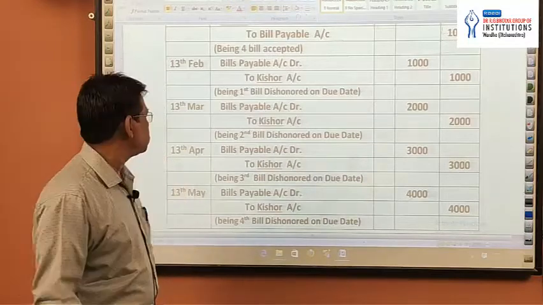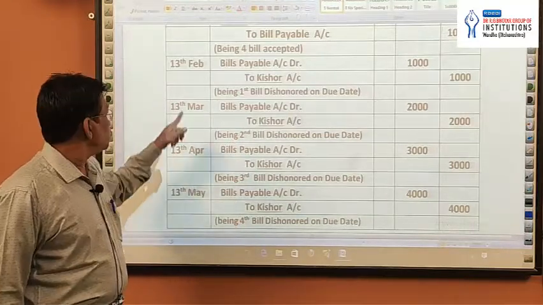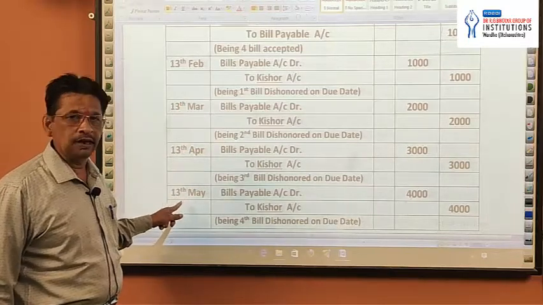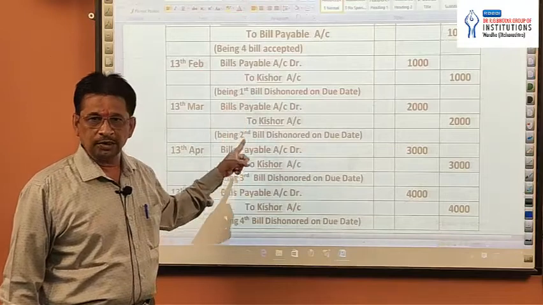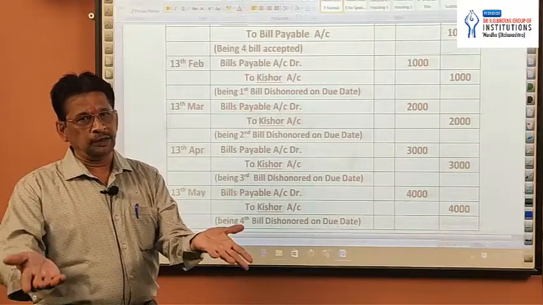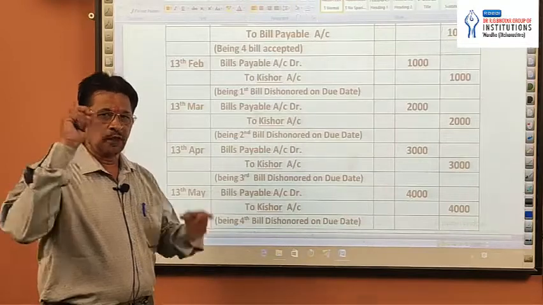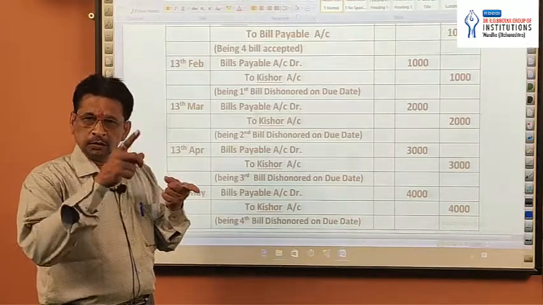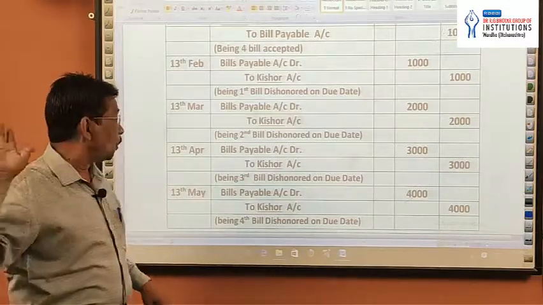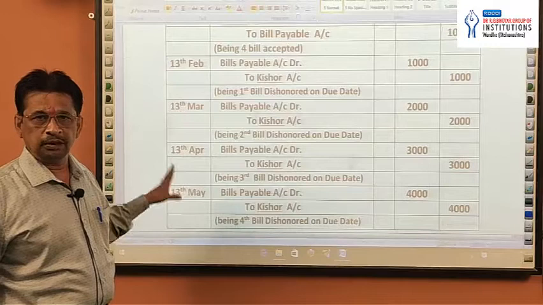But in this example, the due dates of all the 4 bills are different. First is different, second is different, third is different, fourth is different. So that's why we pass separate 4 entries for dishonor of the bills in the books of Ravi. If the due date also remained the same, there would be no separate 4 entries. Only a single entry would be passed: bills payable account debit 10,000 to Kishore account 10,000, being all the 4 bills dishonored. But it depends on the due date of that particular bill.